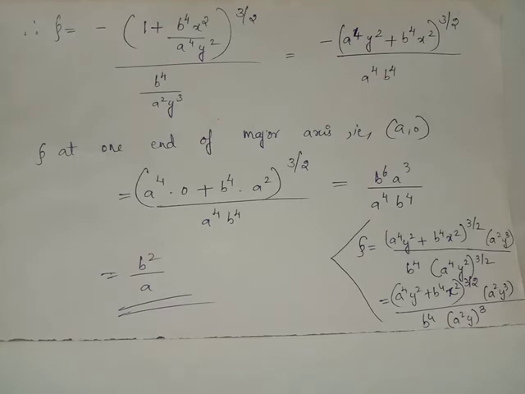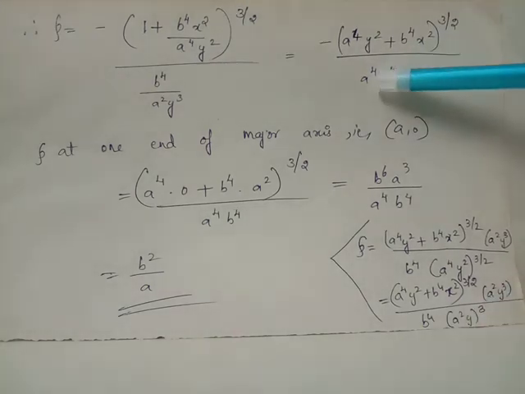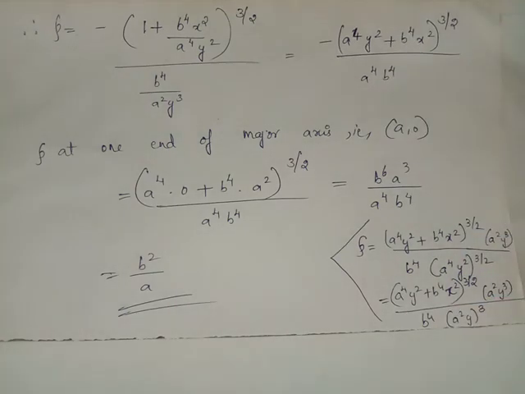Here, a raised to 4 into y square can be written as a square y the whole square. Thus we have a square y the whole square, the whole raised to 3 by 2 becoming a square y the whole cube. Now we have y cube and y cube getting cancelled from numerator and denominator. a square the whole cube becomes a raised to 6. a square divided by a raised to 6 becomes a raised to 4, and b raised to 4 appears in the denominator. In the numerator, we are left with a raised to 4 y square plus b raised to 4 x square, the whole raised to 3 by 2.